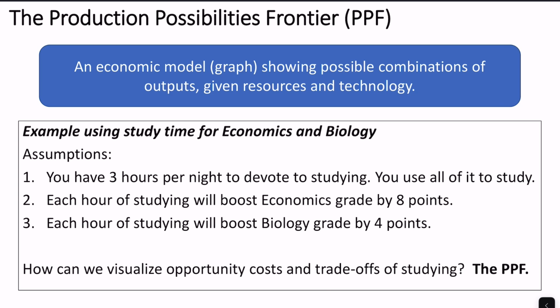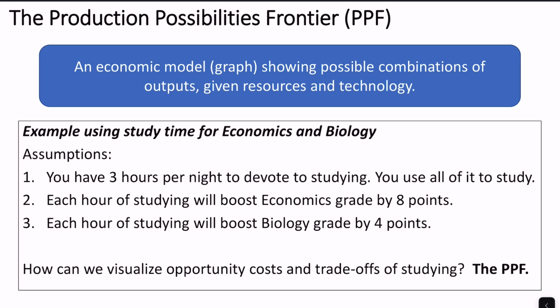Here I'll introduce the Production Possibilities Frontier. Again, that's called the PPF for short. The PPF is going to be an economic model. In this case, it's going to be a graphical model that will be showing possible combinations of outputs given resources and technology. And I'm going to try to explain this to you in an application where we're going to use study time as your inputs into this. And you're going to be studying for two classes, economics or biology.